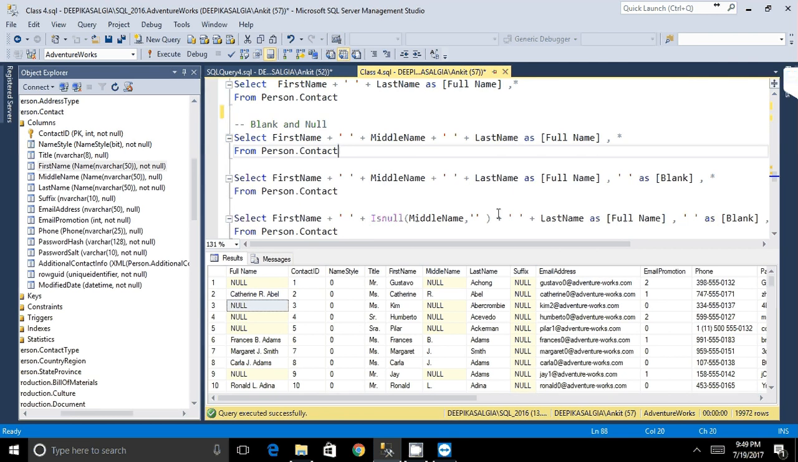Did you understand this thing? Is it clear, when I introduce the middle name in between? Is this query clear to everyone?